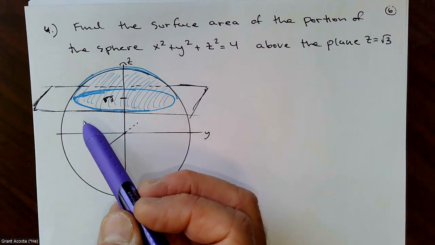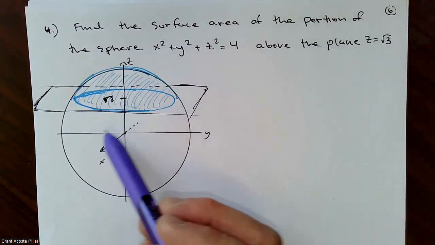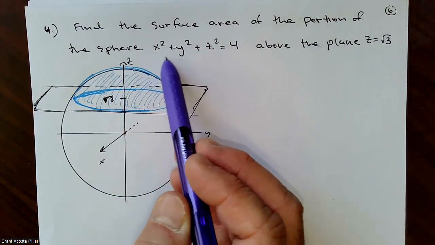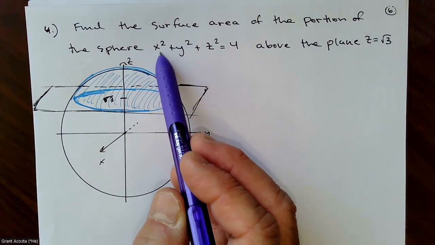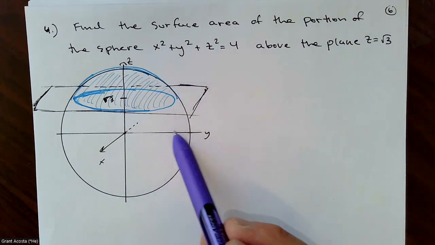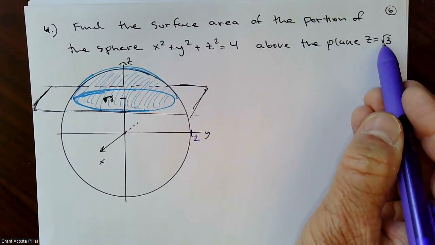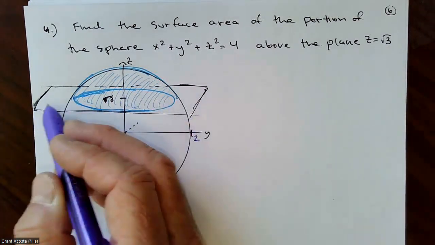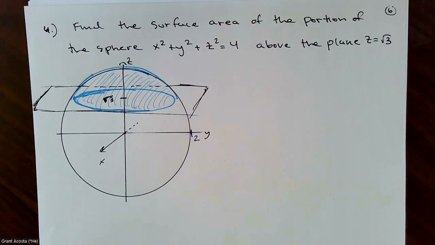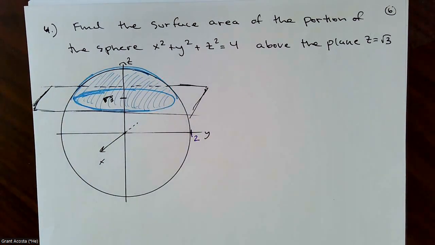for my parameterization. So here we're going to try to find the area of the surface of the sphere, if I cut x squared plus z squared equals 4, which is a sphere of radius 2, by the plane z equals √3, which is slightly less than 2. So that plane is going to cut right through the top part of that sphere, and you're going to be left with a little dome-shaped piece. That's what we want to find the surface area for.